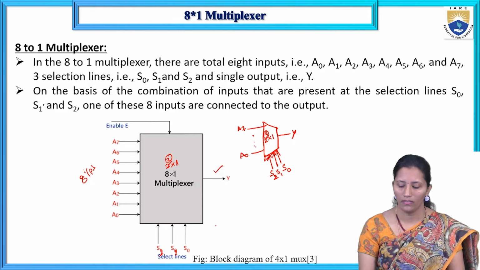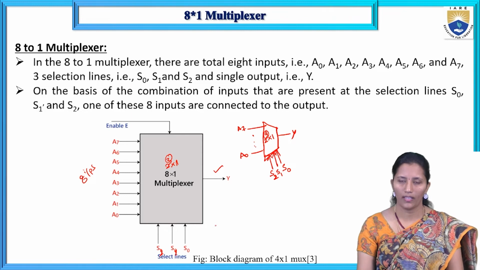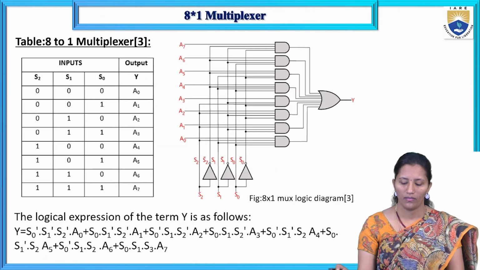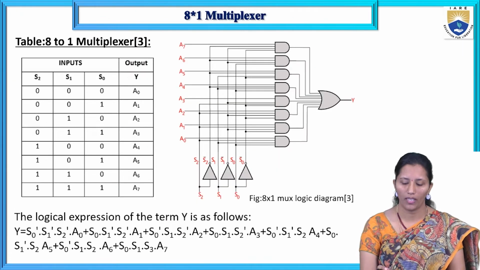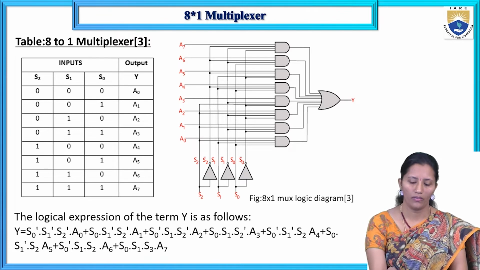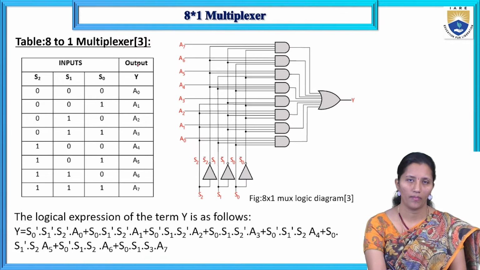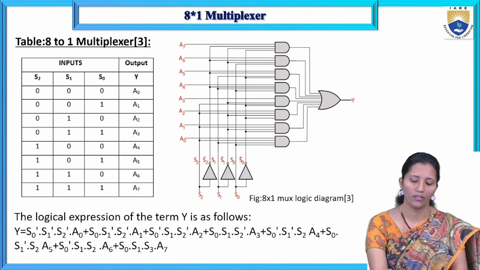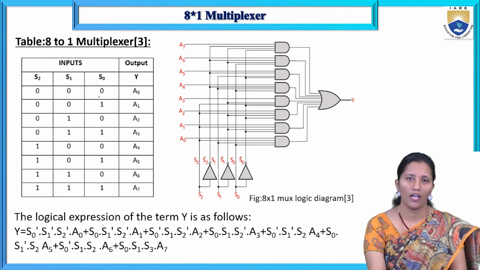So here, how to draw the logic diagram of the 8x1 multiplexer? First we have to know the truth table of the 8x1 multiplexer. Here we have 3 selection lines, S2, S1, S0. For 3 selection lines we have 8 combinations: 000, 001, 010, 011, 100, 101, 110, 111.